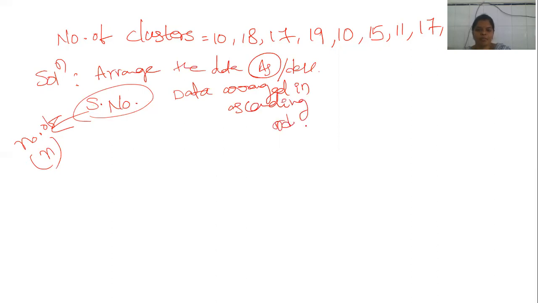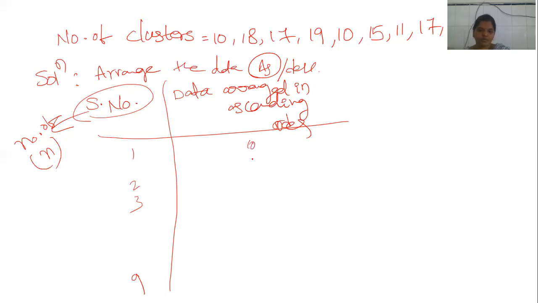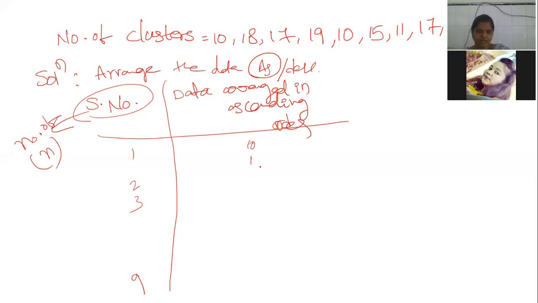Make it into 2 columns. Just write down the data I have given here. Put a serial number like 1, 2, 3, up to n, and you have 10. Next number is 10 again. Just arrange the data: 10, 10, 11, 12, 15, 17, 17, 18, 19. Then calculate the capital M.